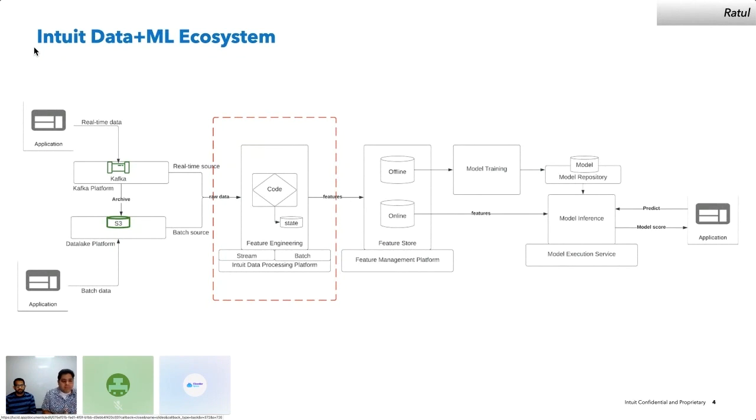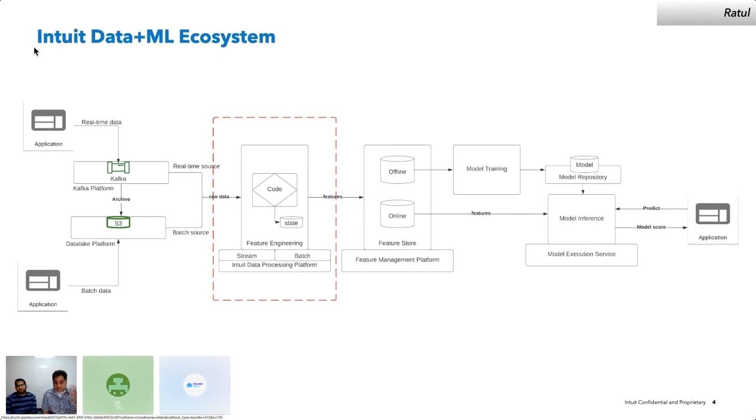Okay. So in this picture, the application is generating the real-time data, which is coming to Kafka, and also the batch data is going to S3. That is phase one. Phase two, which is in the red box, is the Intuit data processing platform, which comprises stream and batch. And this platform is primarily responsible for generating the features. So this is our featurization platform, okay?